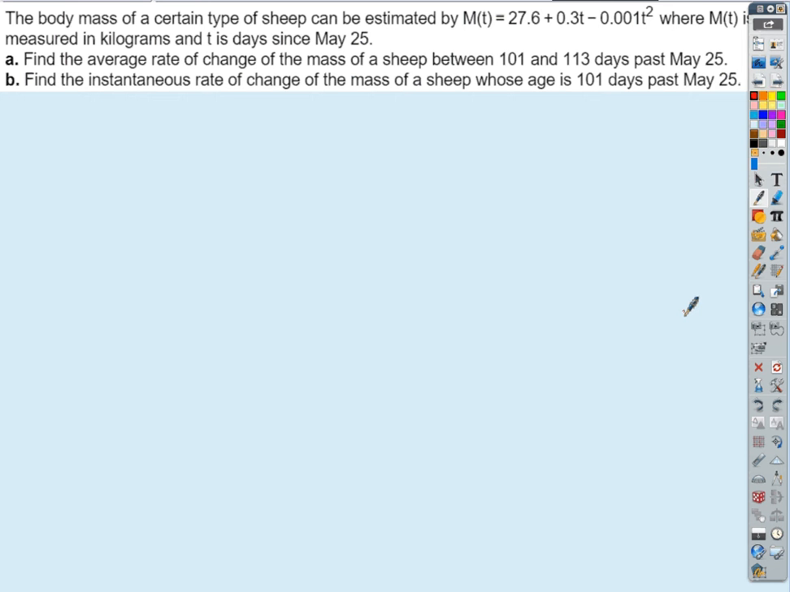So part A, look at part A here for a second. It says find the average rate of change, and that's what I want to make sure we understand. The average rate of change of the mass between 101 and 113 days.